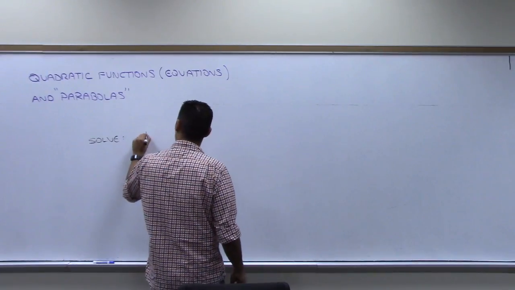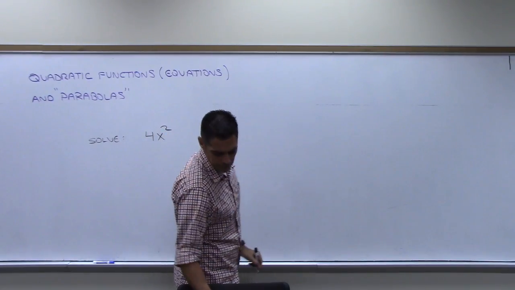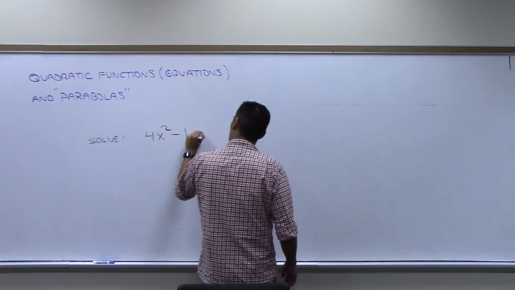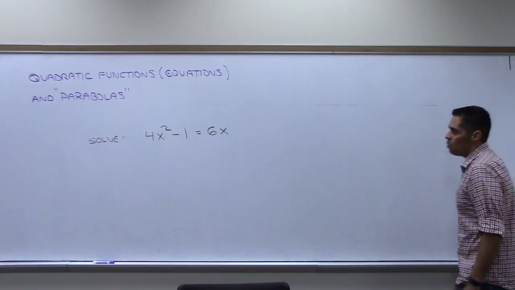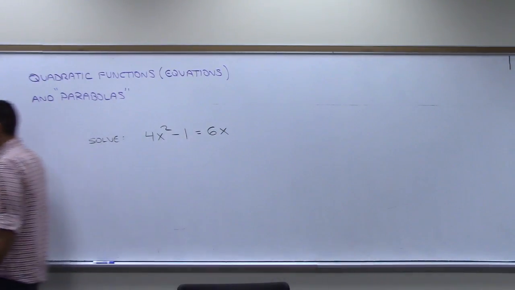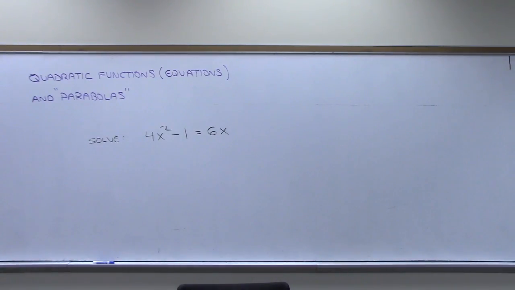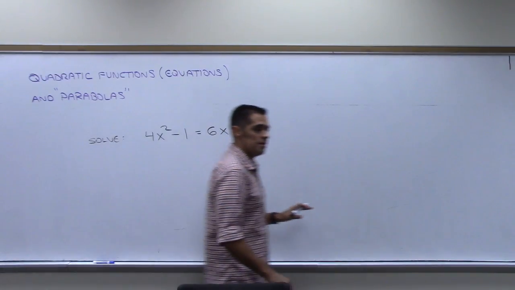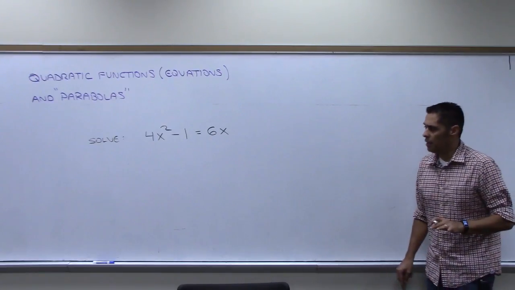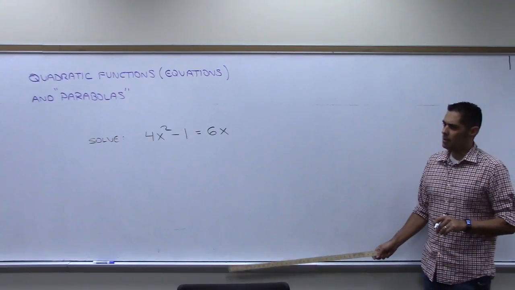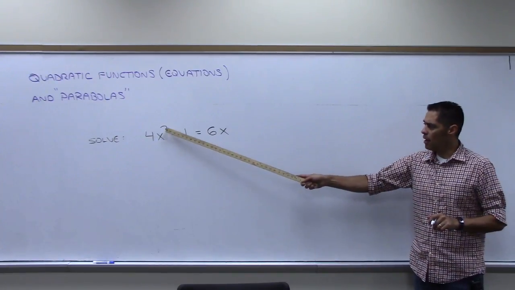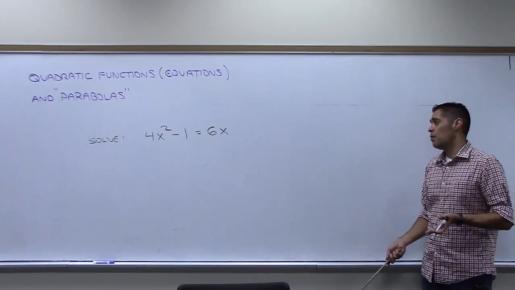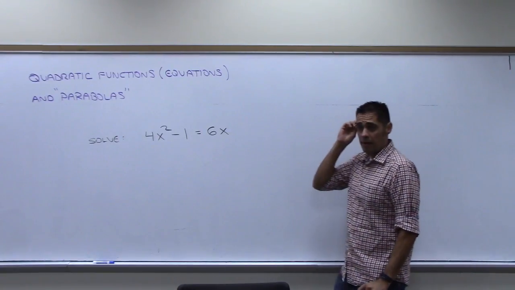4x squared minus 1 equals 6x. So when we look at this, we're asked to solve, right? And we have to identify what type of equation we have. This is a quadratic equation because of what? The x squared. The x squared and then the equal sign. Equal sign makes it an equation. The x squared means it's quadratic.